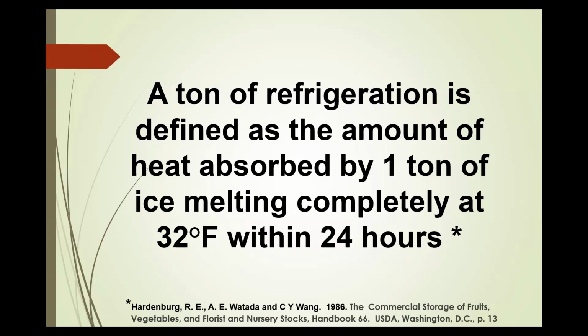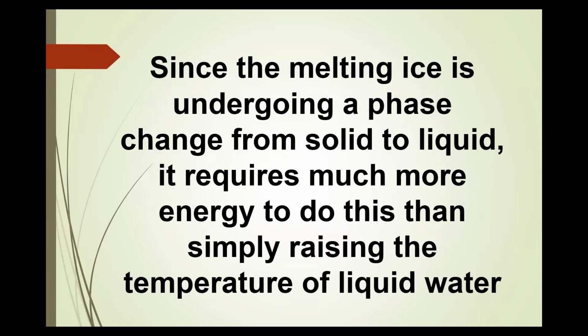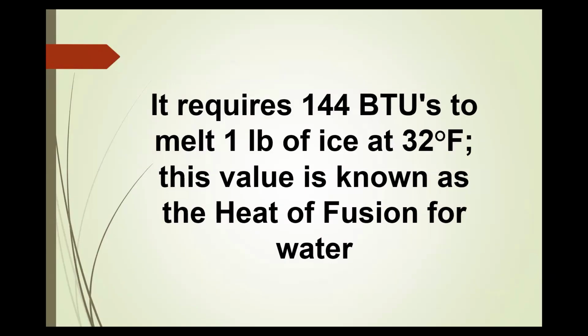A ton of refrigeration is defined as the amount of heat absorbed by 1 ton of ice melting completely at 32 degrees within 24 hours. Since the melting ice is undergoing a phase change from solid to liquid, it requires much more energy to do this than simply raising the temperature of liquid water. It requires 144 BTUs to melt 1 pound of ice at 32 degrees. This value is known as the heat of fusion for water.